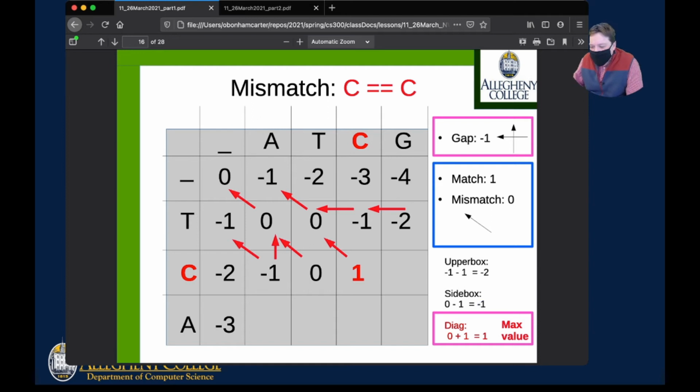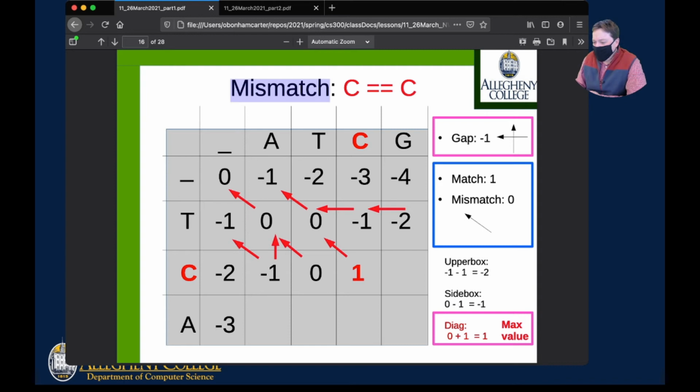Now, for my diagonal, I put my 0 down here, and I check to see whether the bases are actually the same, if there's a match or whatever. Actually, this is not a mismatch. I made a mistake there. That should be a match. We have C is equal to C, and so that is a match. Actually, that's a typo. I'll fix that when next you get these slides. You'll find this typo fixed.